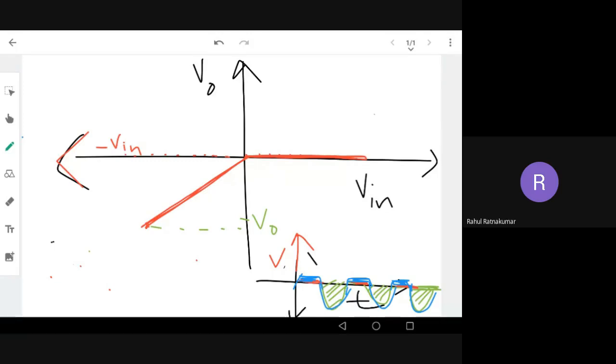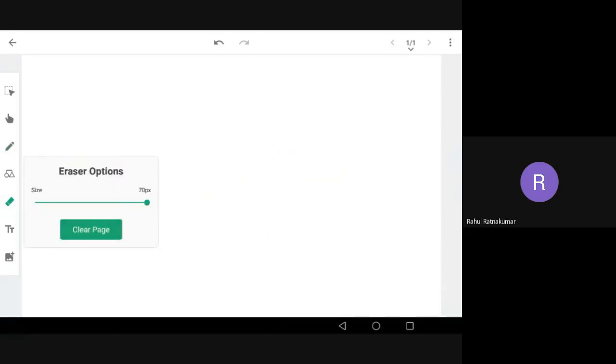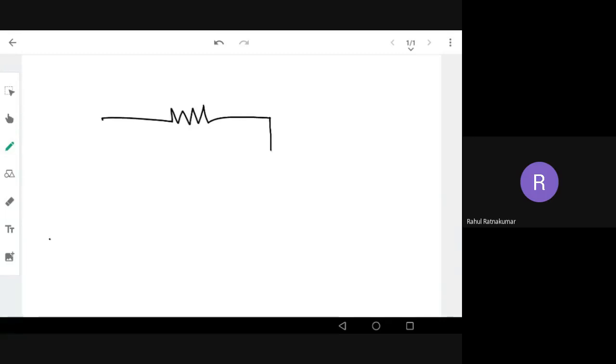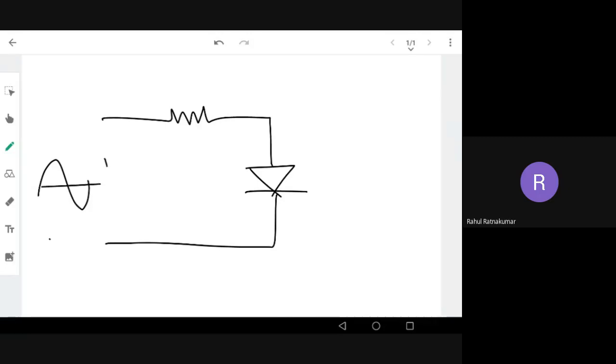Now we have to come back to the circuit. So I'm coming back to the circuit. I'll give you some time. You can try to think what the graph of this will be. I hope this is your wave: the diode, the sine wave, and V in.